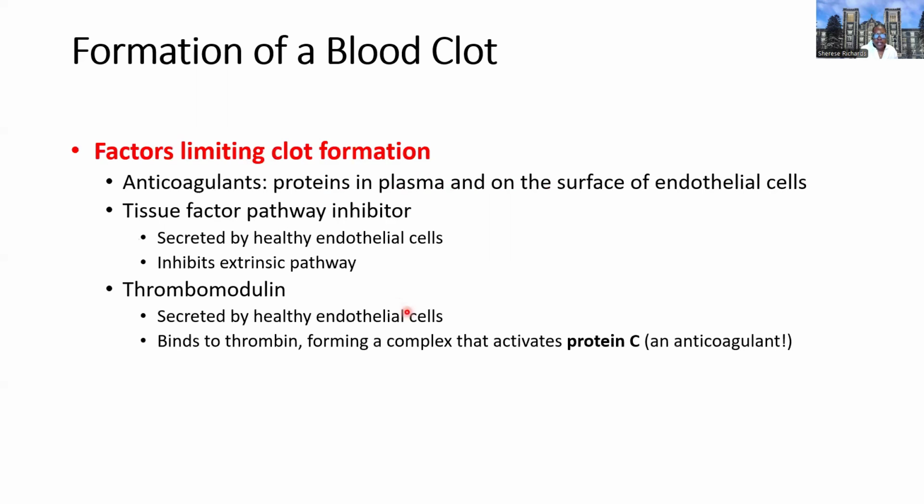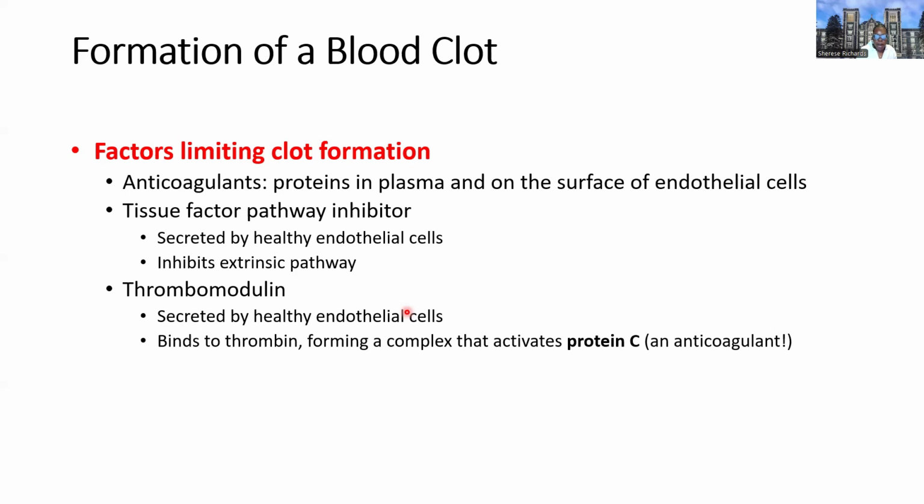Now, what are the factors that limit clot formation? These are called anticoagulants, and anticoagulants are proteins. They're also circulating in our blood, just not activated, and they're also found on the surface of our endothelial cells. This includes tissue factor pathway inhibitor, TFPI, and that is secreted again by healthy cells to inhibit the extrinsic pathway.